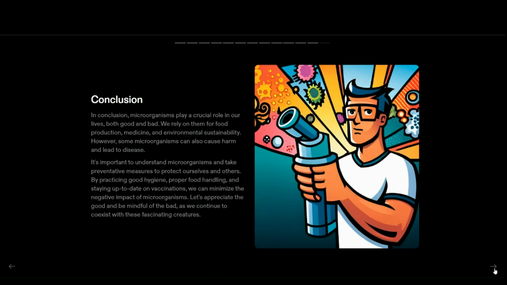So the conclusion. In conclusion, microorganisms play a crucial role in our lives, both good and bad, and we need to rely on them for food production, medicine, and environmental sustainability. However, some microorganisms can also cause harm and lead to disease. So it is important to understand microorganisms and take preventive measures to protect ourselves by practicing good hygiene, proper food handling, and staying up to date on vaccines, so we can minimize these things.